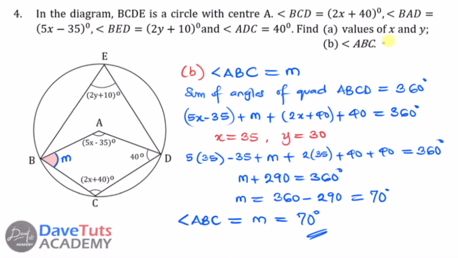We just use our understanding of the circle theorems, we applied them in this particular question, and eventually we got all of the answers that were being asked: x is 35, y is 30, and the angle ABC is nothing but 70 degrees.